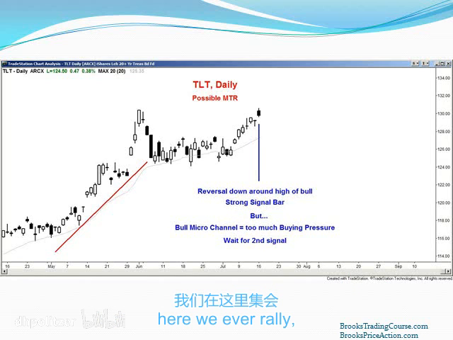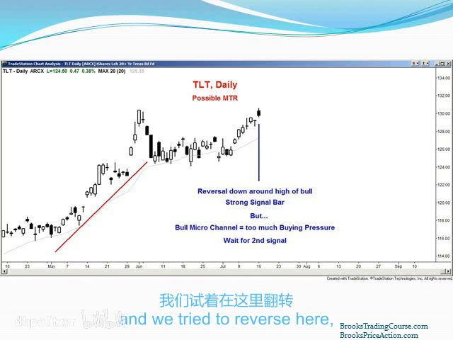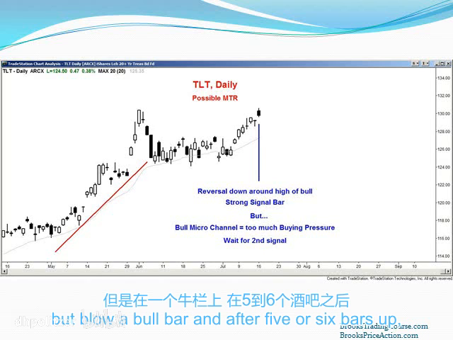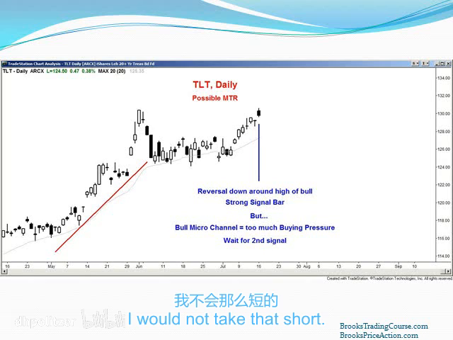Here we have a rally, and we tried to reverse here, but below a bull bar, and after 5 or 6 bars up, I would not take that short.